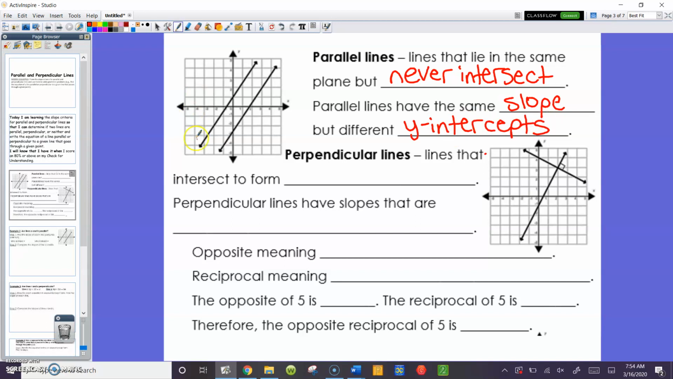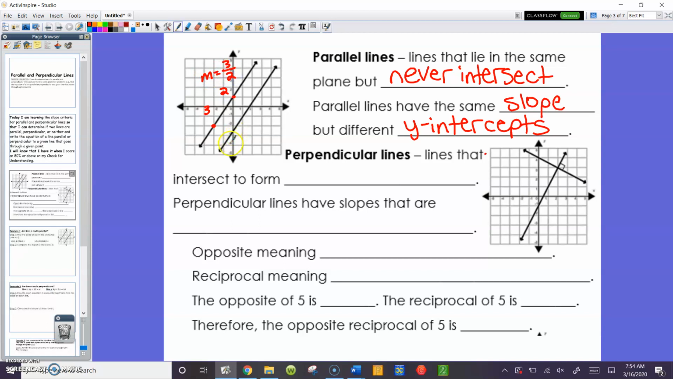So if we take a look at these lines here, let's find the slope of both of these lines to prove that they're parallel. So I see a point here and I see a point here. We're going to rise 1, 2, 3, and we're going to run 2. So the slope of this line is 3 over 2.